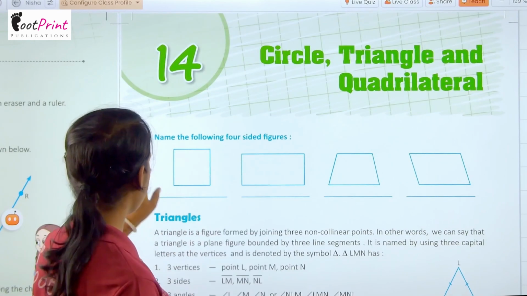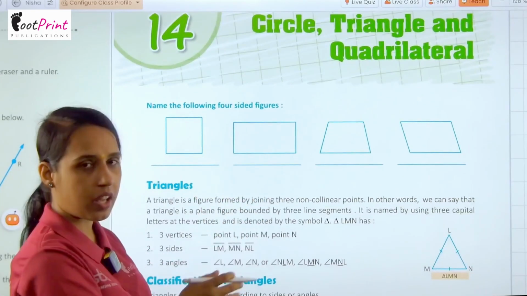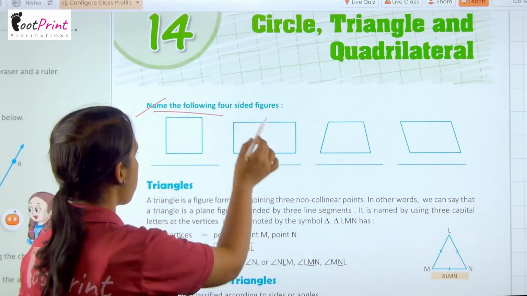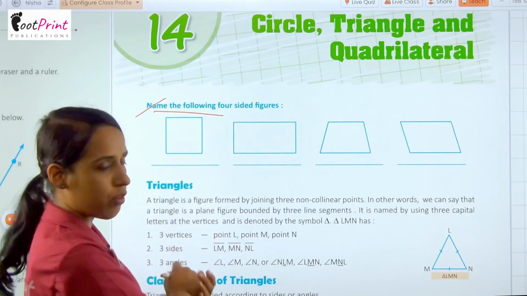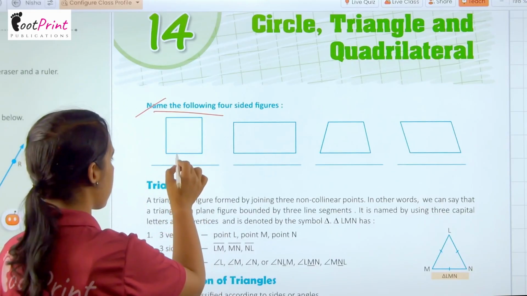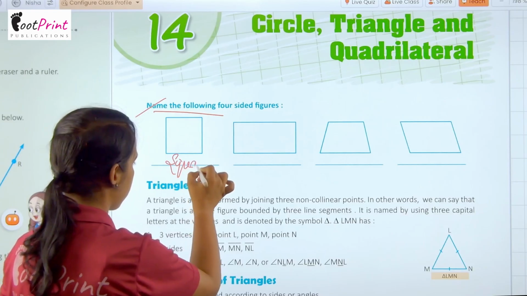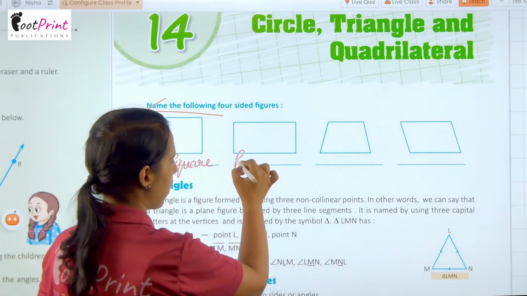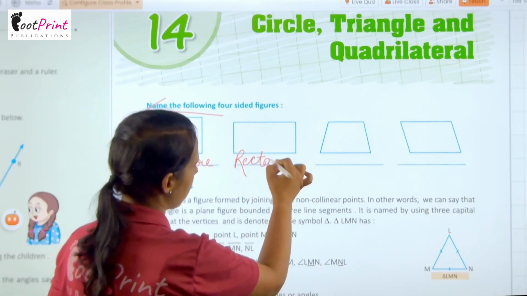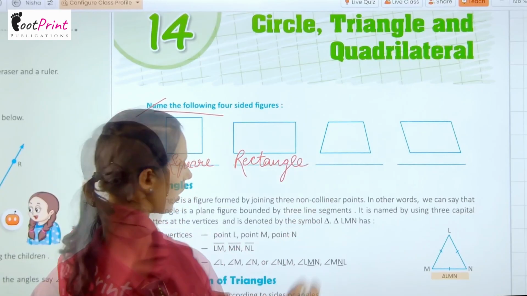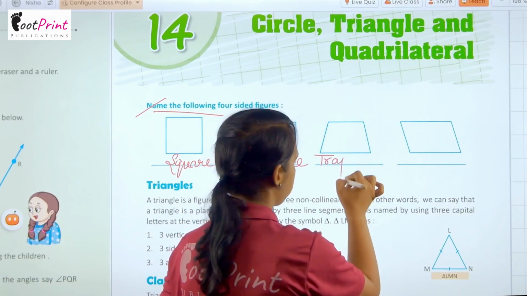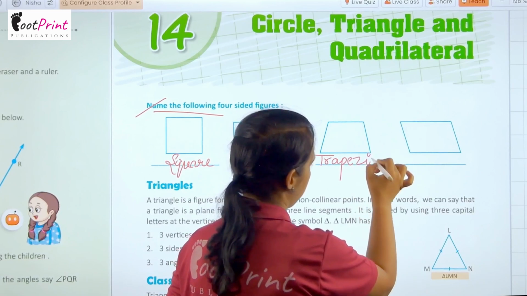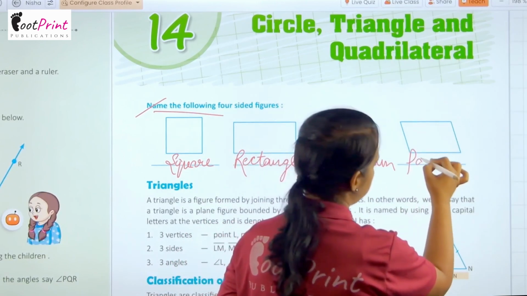Here first we have some figures and we have to tell the name of the following figures. Here we have four sides that are equal, means it is showing a square, and this one is a rectangle because opposite sides are equal, and this quadrilateral shows a trapezium, and this one is a parallelogram.